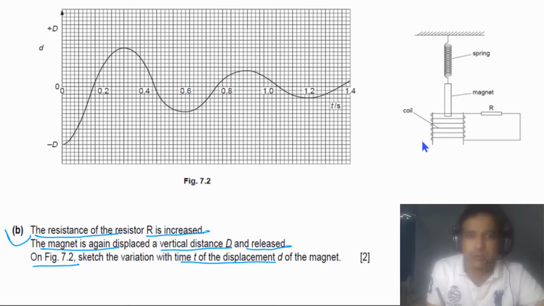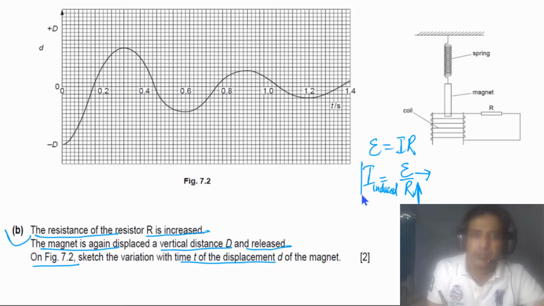In this case resistance has been increased, so we can write EMF equals I times R, and from here I equals EMF divided by R, where I is the induced current. EMF is the same because the initial displacement is the same. As resistance has increased, I will decrease. If the induced current decreases, the magnet loses less energy.